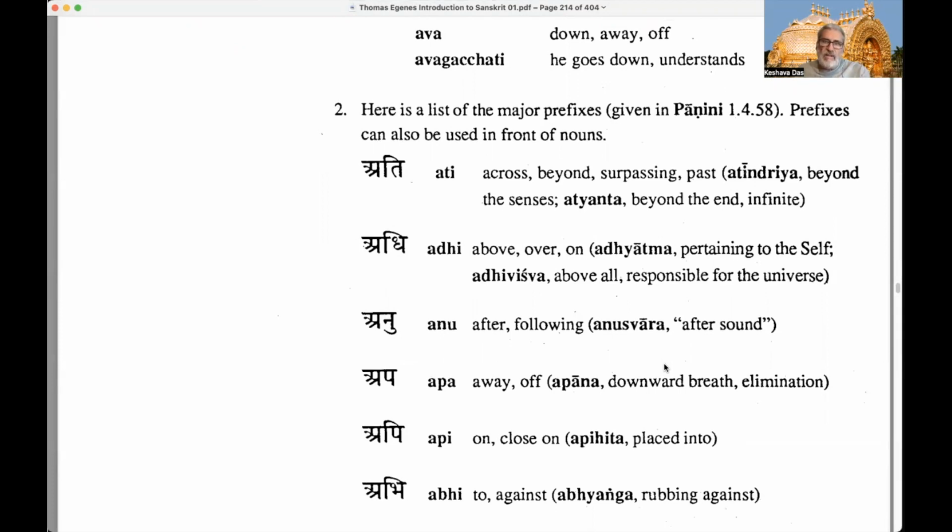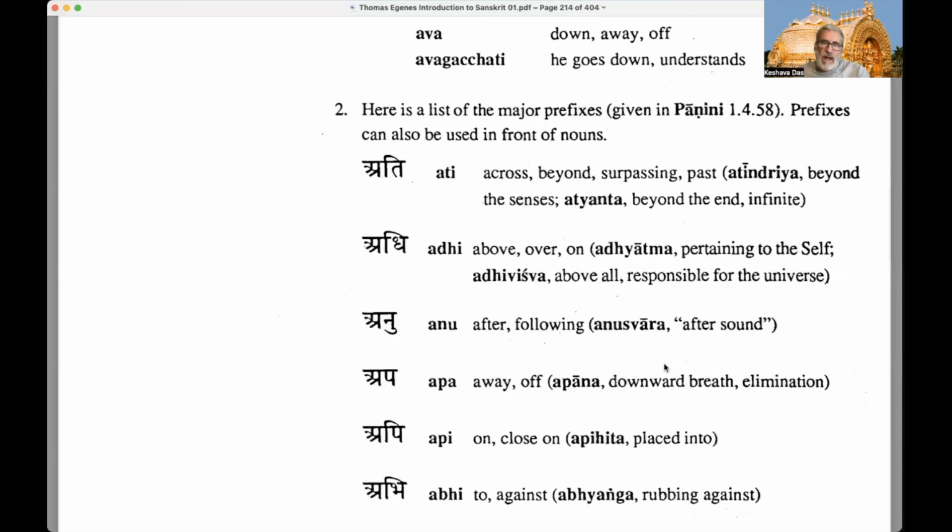Ati gives a sense of across, beyond, surpassing, past. Atindriya, for example. The indriya means the senses, the sense organs. So ati plus indriya, by dirgha sandhi, the i at the end of ati and the i at the beginning of indriya come together and make atindriya. Atindriya means beyond the senses.